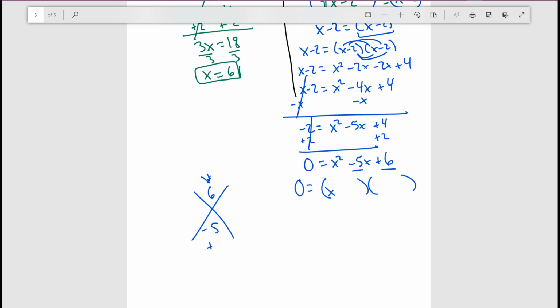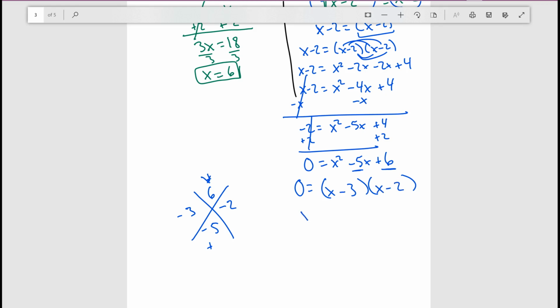Well, 3 and 2 are really good candidates, right? Because 3 times 2 is going to give me 6. But is any of the combinations going to give me a negative 5? Well, if I make both of them negative, negative 3 plus negative 2 is going to give me negative 5. Negative 3 times negative 2 is going to give me positive 6. So this is going to be a minus 3, and this is going to be a minus 2.